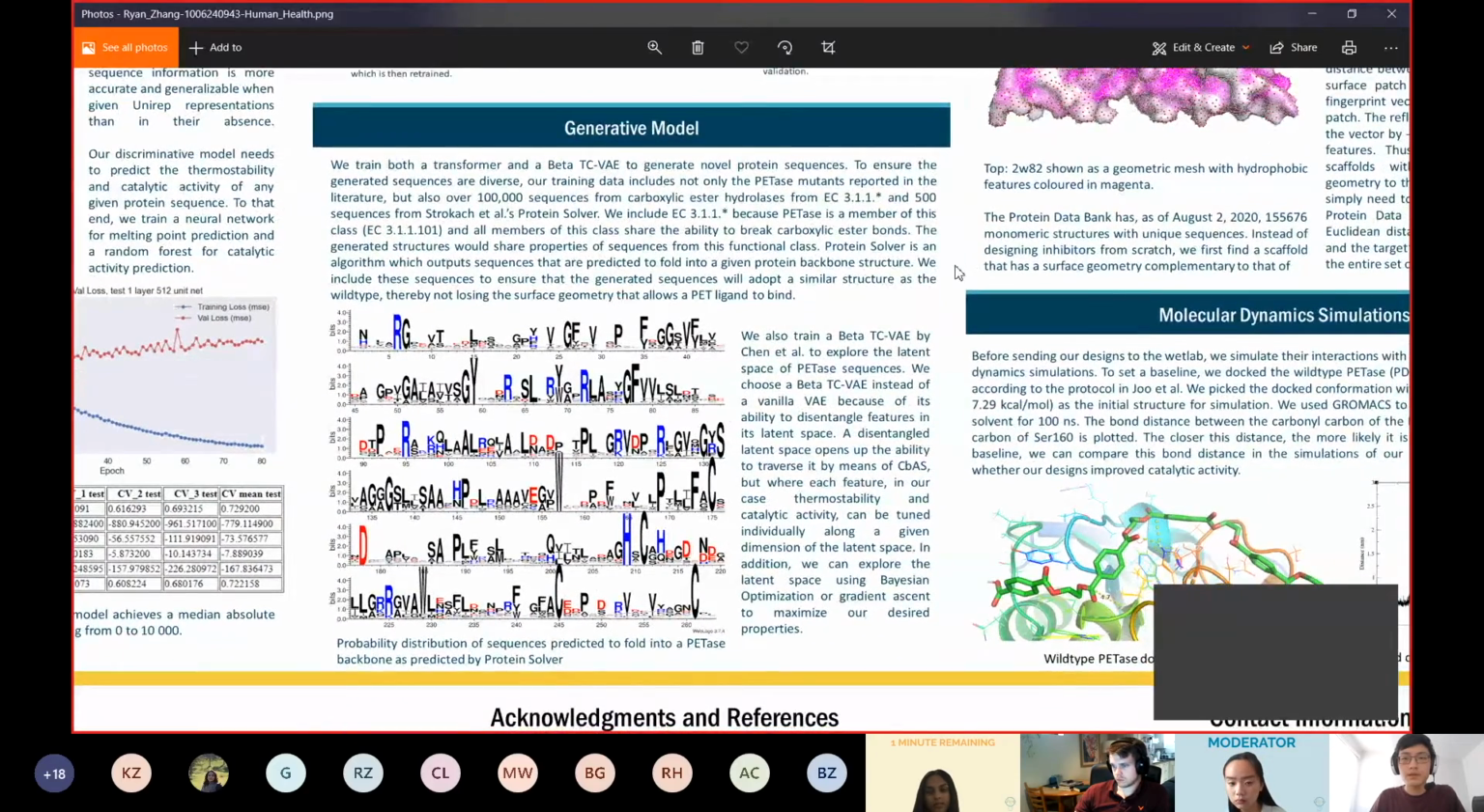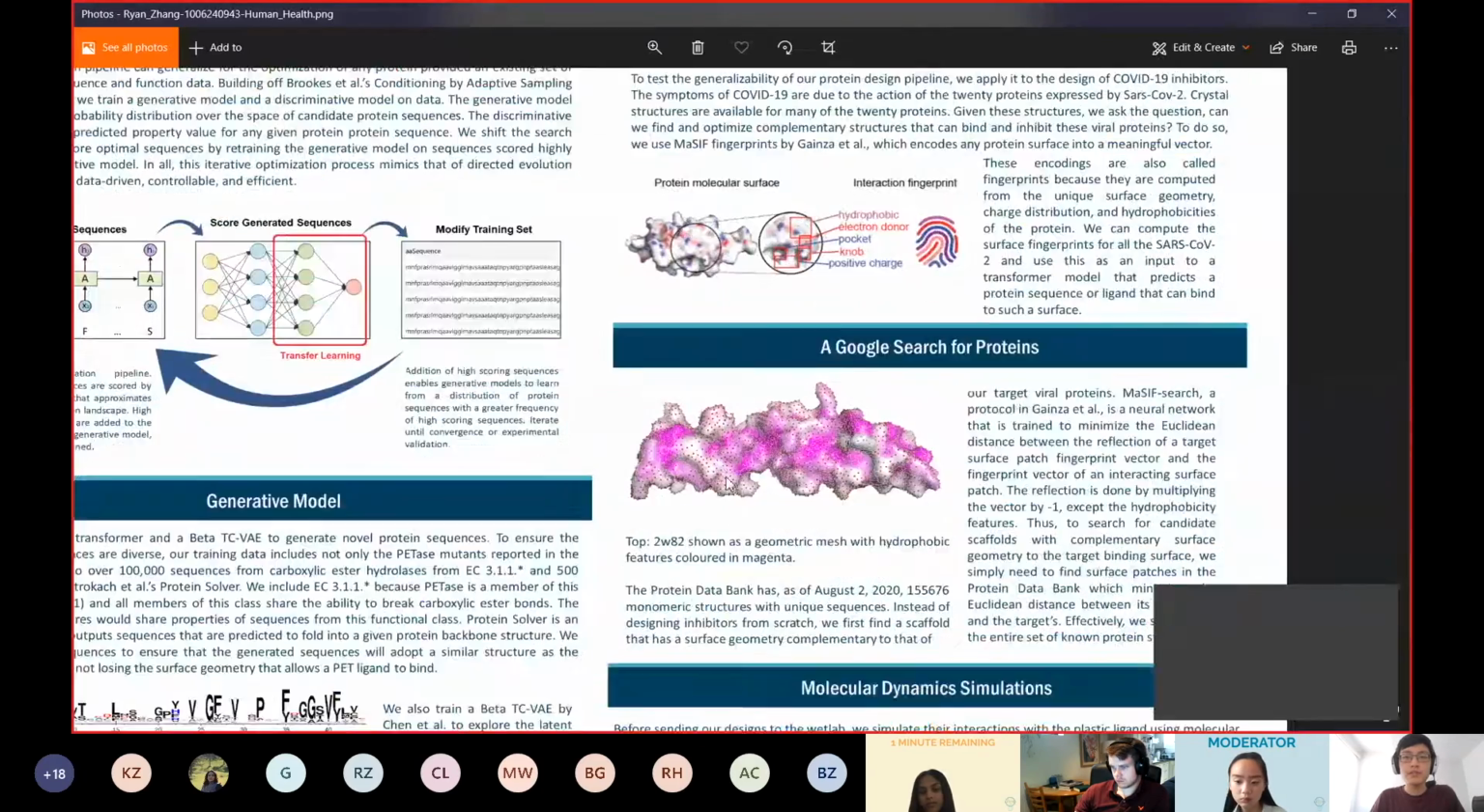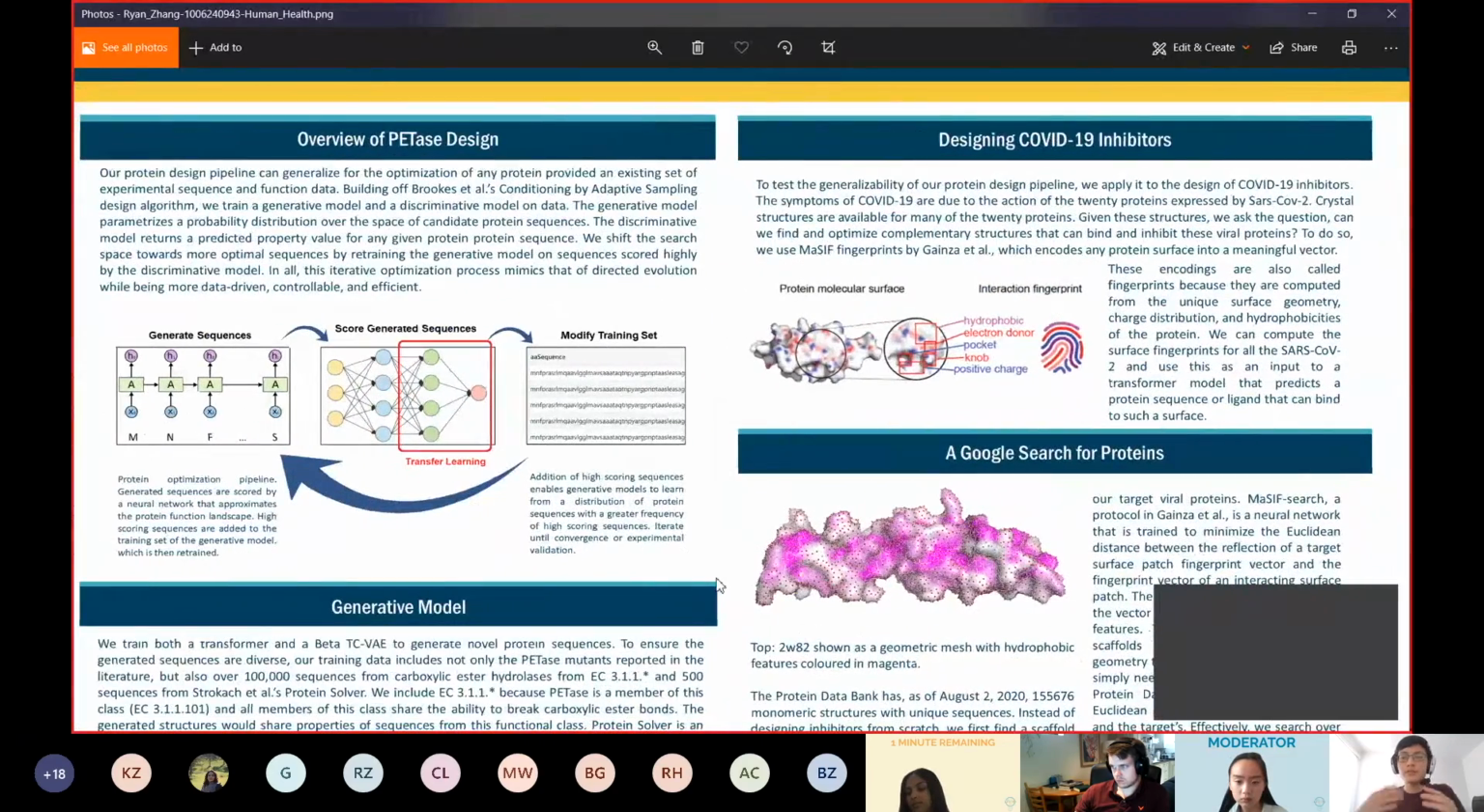Okay, so now let's move on to the second part of our project, which is instead of looking at things from a sequence perspective, we look at things from a structural perspective. So this is more for proteins that already have a large amount of structural data, like COVID-19 protein spikes. So what we do here is extract information from the structure.